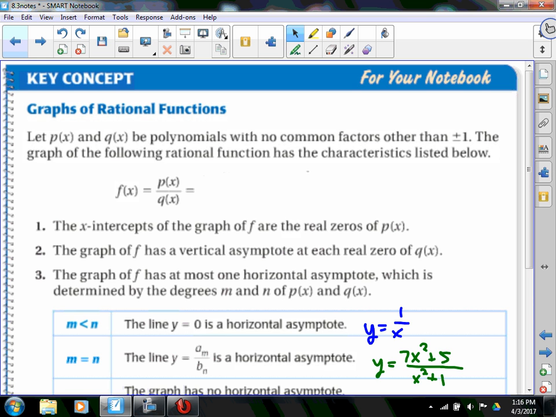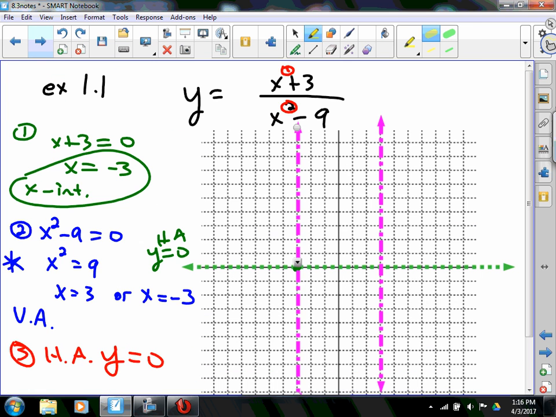No common factors. There's this part about no common factors. All these rules are true if there's no common factors in the numerator and the denominator. So let's take a look at this example that I made up.